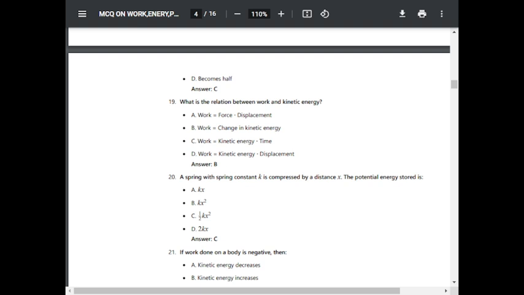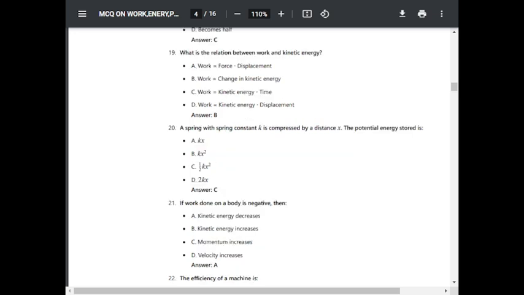Question number 20. A spring with spring constant K is compressed by a distance x. The potential energy stored is 1 by 2 kx square. Hence option C is correct. The potential energy is equal to 1 by 2 kx square. Hence C is correct.